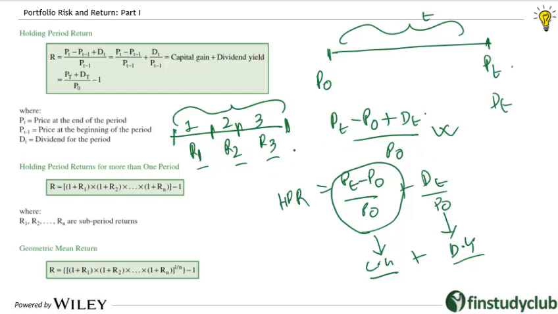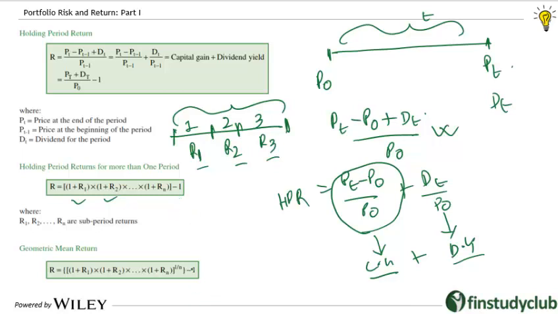So my R1 is going to be (P1 minus P0 plus D1) divided by P0. So that would give me R1. My R2 is going to be (P2 minus P1 plus D2) divided by P1. So you calculate R1, R2, R3, and then you find out the cumulative compounded return, which is (1 plus R1) into (1 plus R2) into (1 plus R3) minus 1. So this as well can be extended to n periods.